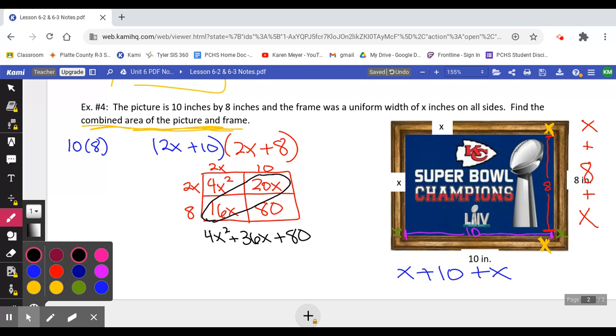Does everybody notice that this 80 is what you have right here? Because 10 times 8 is 80, and that's already included in my box. A lot of people want to know, well, how is the picture included? Well, when we did the total area, we included the picture and the frame. So you will notice that 80 was inside our box. So this is our final answer.